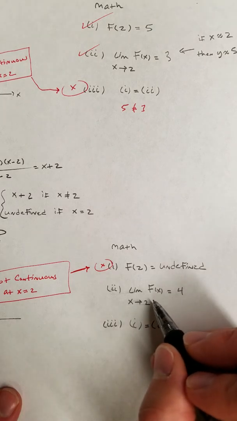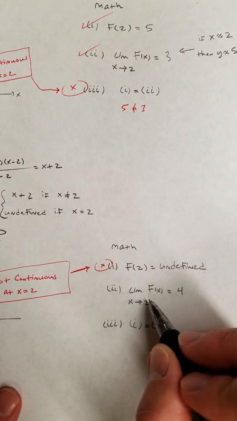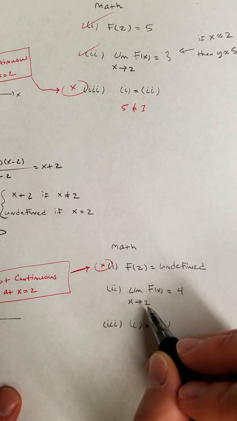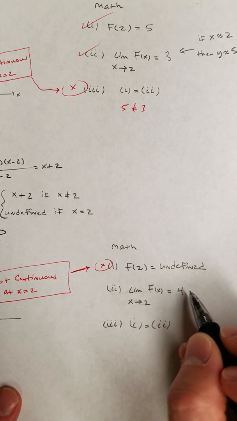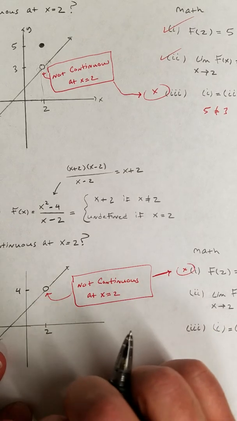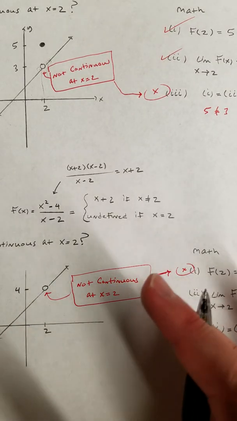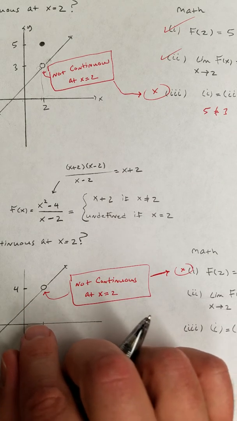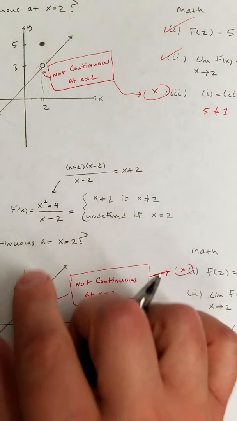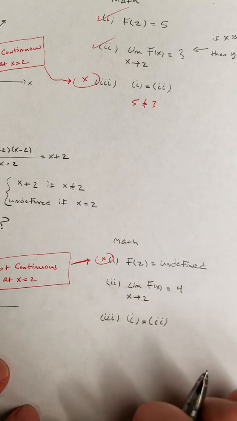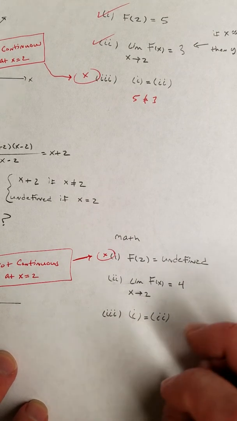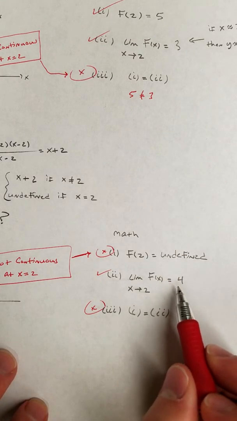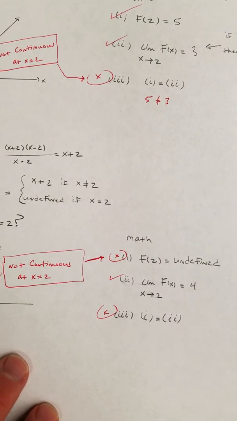Is this in conflict with plugging 2 in and getting undefined? No, that x arrow 2 does not mean x equals 2. It means what if x was close to 2? That would put the y's close to 4. We can see that much from a graph, or if we made a table. If you made a table and put in 2.1, 1.9, you would see that you get answers very close to 4 for y. So it does pass that part, but it fails the last part because undefined is not equal to 4.